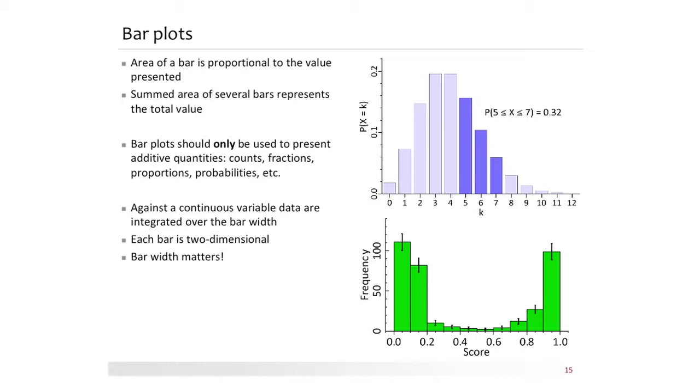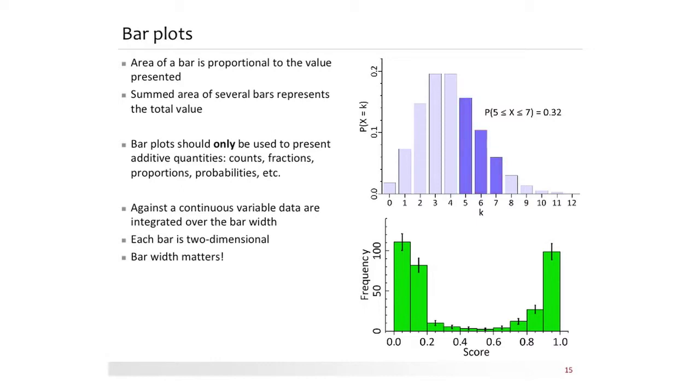The next thing you notice is that the summed area of several bars represents the total value. In a probability distribution like this, the shaded, the darker area, corresponds to the probability of K being between 5 and 7, which is just adding these three probabilities, and it's 0.32. And if you look at this, your brain will kind of add up this area and tell you this is the total area and corresponds to the total probability. You can take this total area, or even look at what fraction of the total area of the entire graph this constitutes. This is something you can perceive visually.